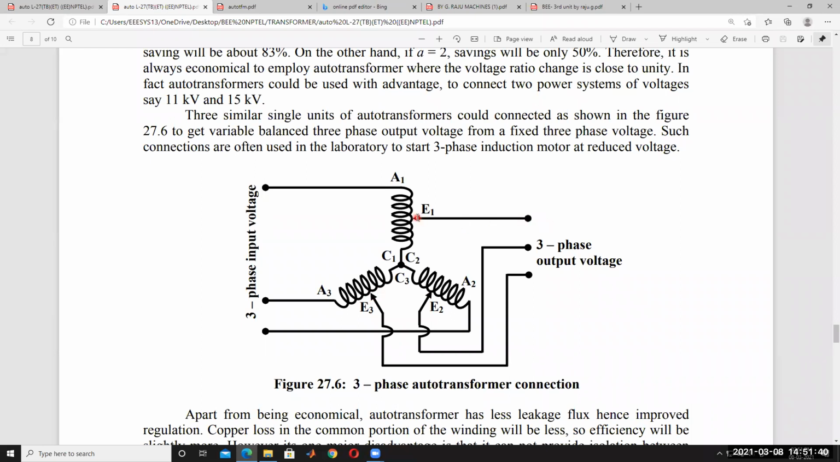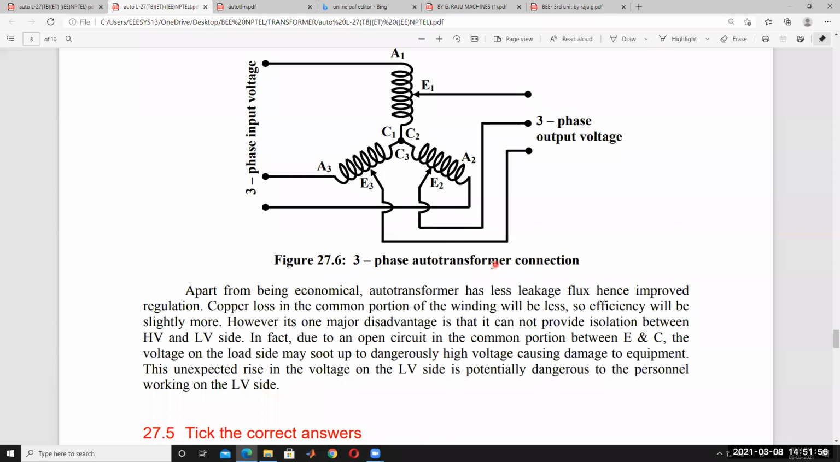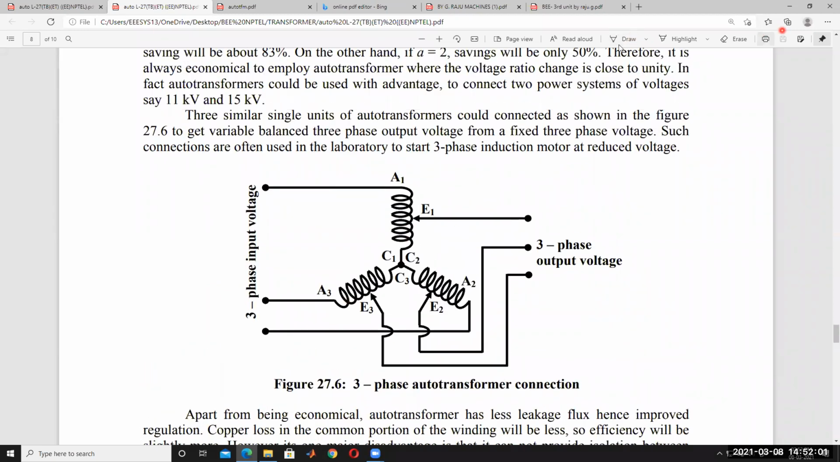If you increase E1 by more turns and E2 is lesser, the output is not balanced. So the same number of turns must be increased or decreased, then only will we get a balanced output. This is called a three-phase auto transformer connection. So this is about the auto transformer.